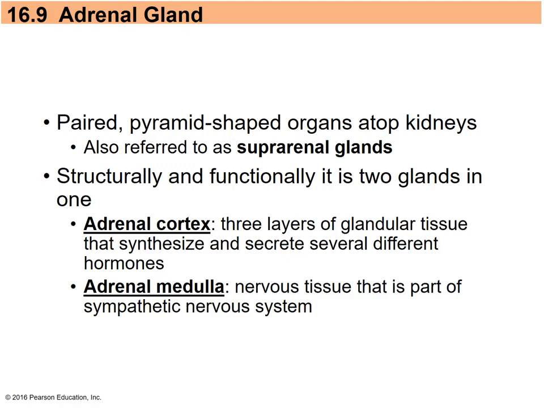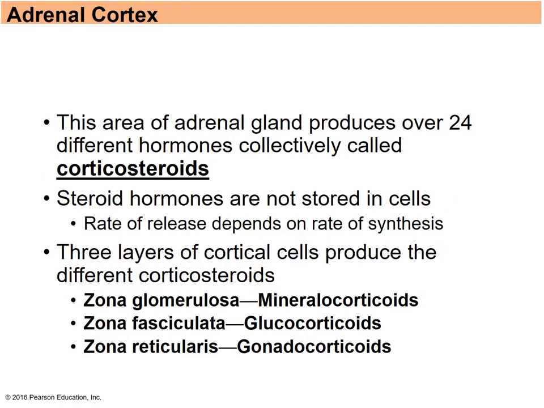The adrenal gland, you have a pair of, they're kind of pyramid-shaped organs that are on top of the kidneys. Technically, if you look at the structure and also if you look at the function, it's really two glands combined in one. You have the adrenal cortex, and that will secrete several different hormones. And then you have the adrenal medulla, which is usually classified as nervous tissue, and it's associated with the sympathetic system. So if we look at the adrenal cortex first, as I said, it has several different hormones that it does produce. Collectively, we refer to them as the corticosteroids.